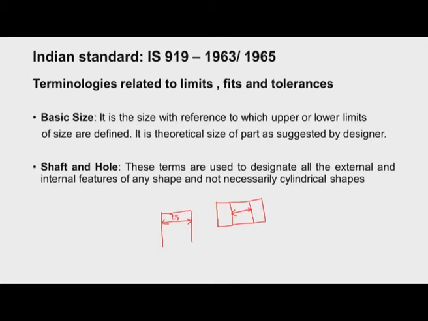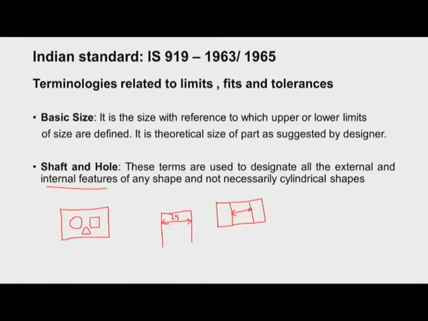Then we have the terms shaft and hole. These terms are used to designate all the external and internal features of any shape and not necessarily cylindrical shapes. For example, hole means the internal features. For example, we have a hole here. So, this feature is called a hole. It need not be a cylindrical shape. If you have a square hole or rectangular hole or a triangular hole, that is also called a hole irrespective of the shape. It basically represents the internal features.